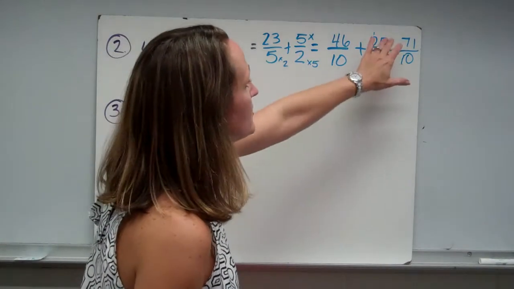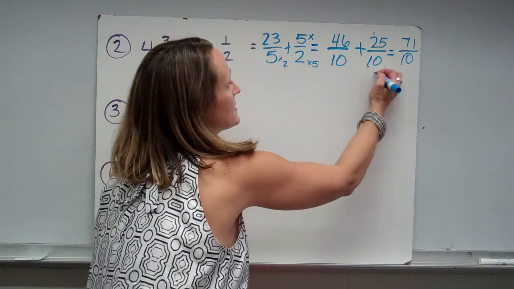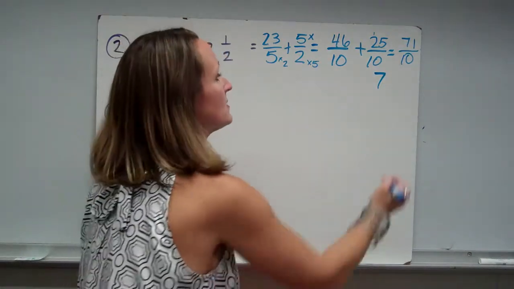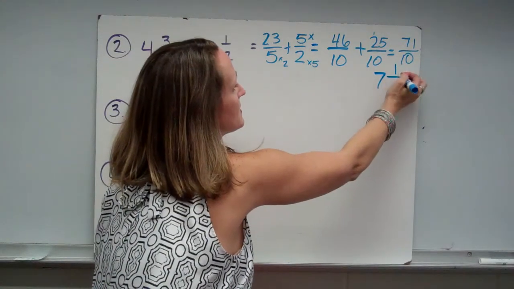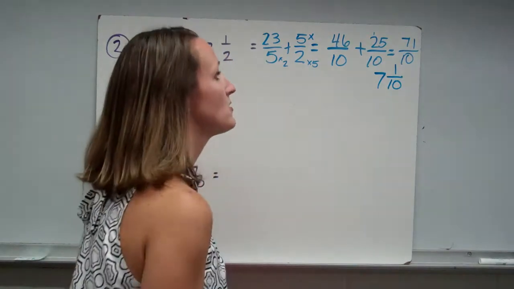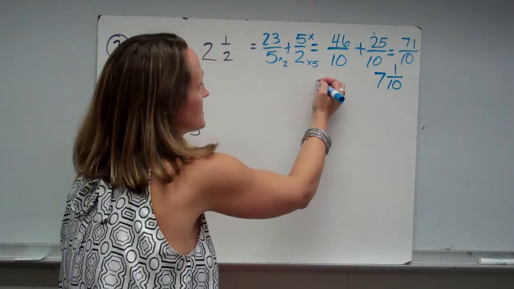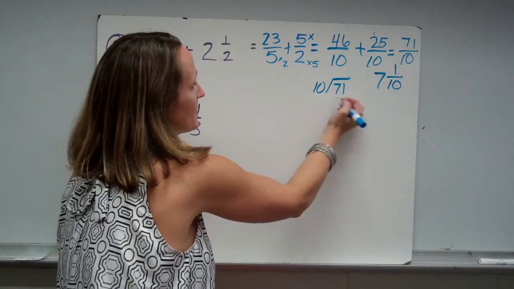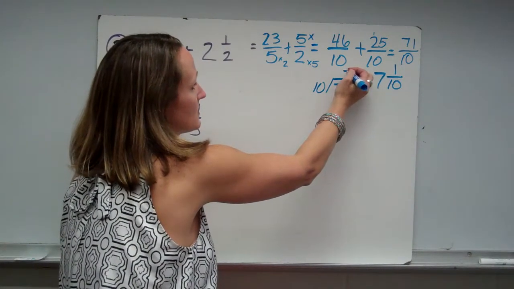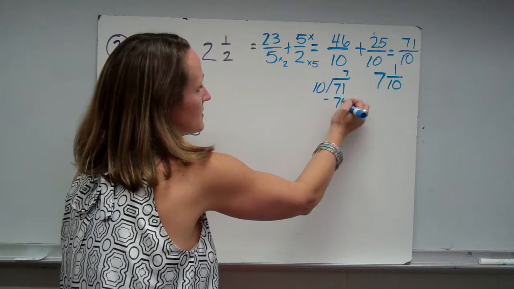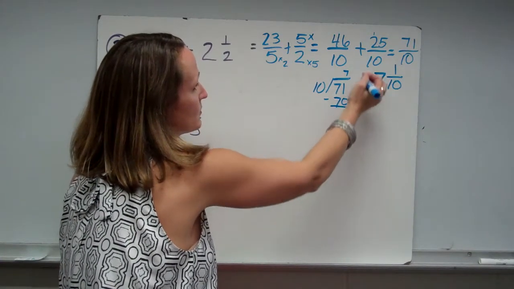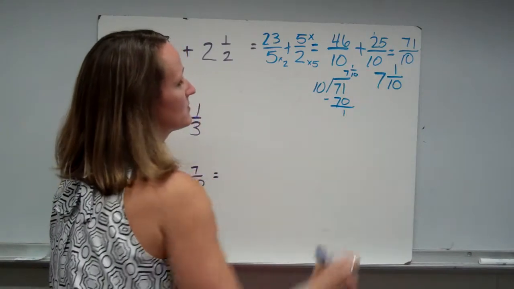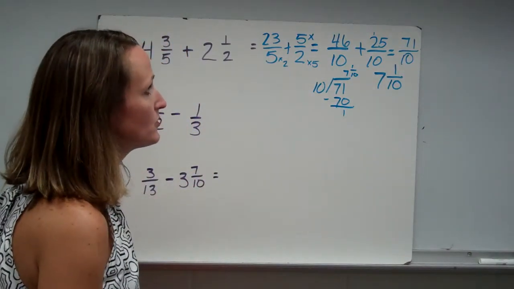So 10 goes into 71 7 times with 1/10 left over. If you need to see that long ways, we could always do this. 71 minus 70, bring down your 1, and you can just write it as a fraction. For those of you who don't believe me.